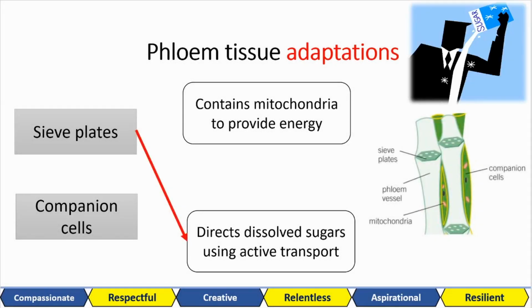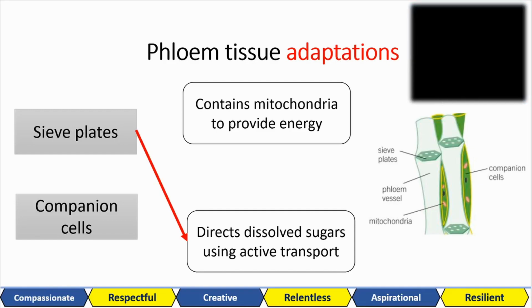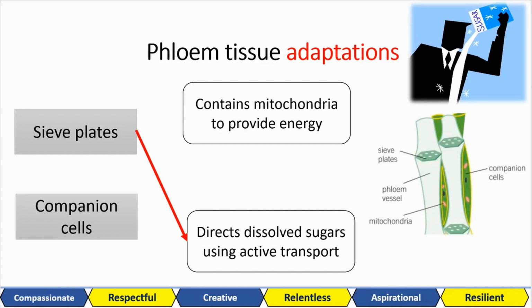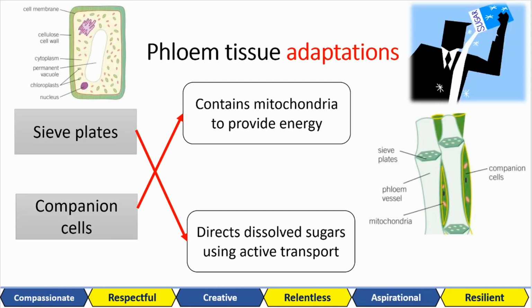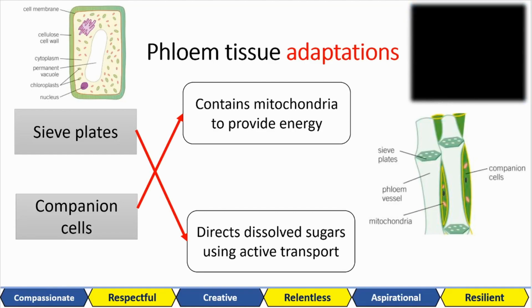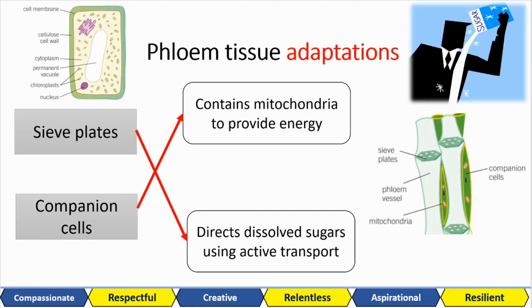The sieve plates direct dissolved sugars using active transport. This means that the sugars can move against the concentration gradient, and that energy for the active transport is provided by these companion cells. It isn't shown here, but the vacuole in the phloem contains cell sap, which has the dissolved sugars, and this is what the sieve plates are directing around the place, so they're moving that cell sap in the vacuole.